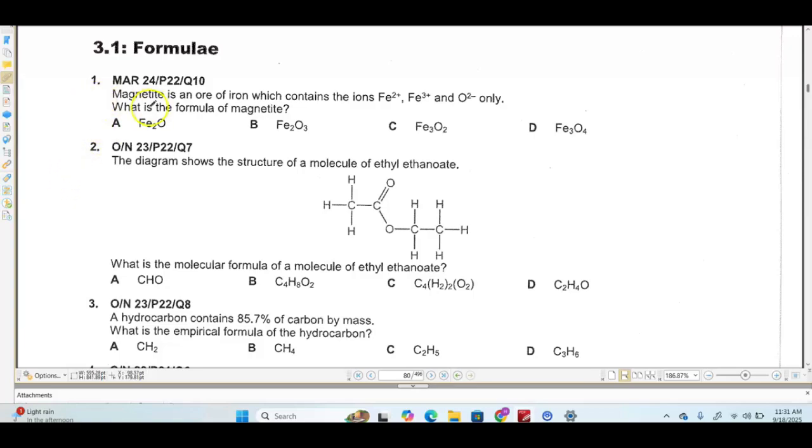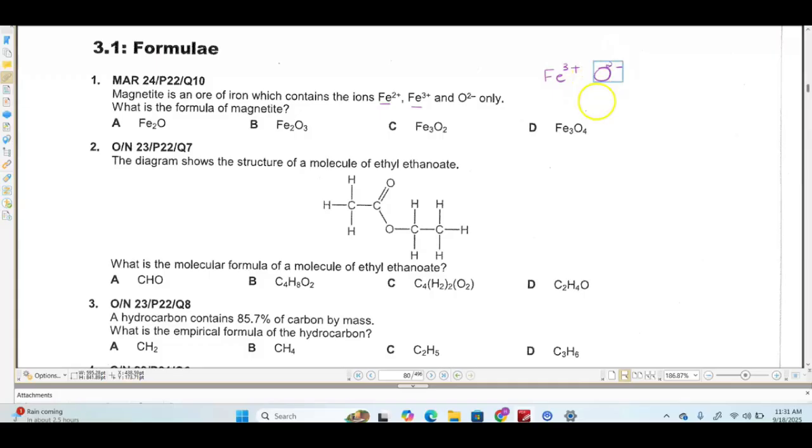Question number 1. Magnetite is an ore of iron which contains the ions Fe+2, Fe+3 and O-2 ions only. What is the formula for magnetite? Okay. If there are Fe+2, +3 and O-2 ions in the magnetite ore, there can be two options for the formula of magnetite. If Fe+3 ion is being used, so Fe+3 is going to be there and O-2 is going to be there.